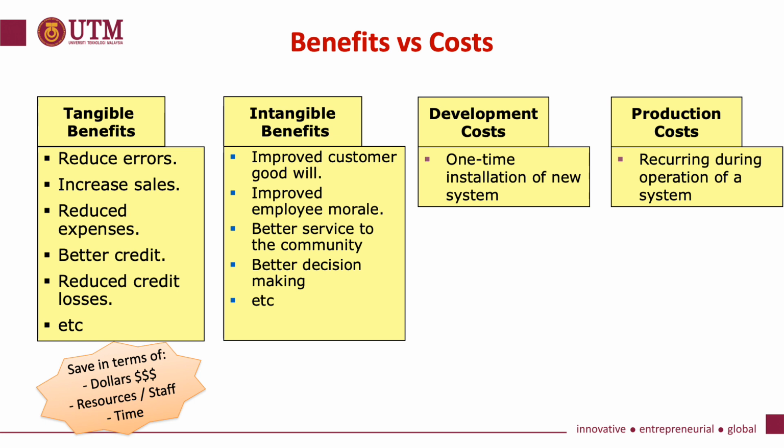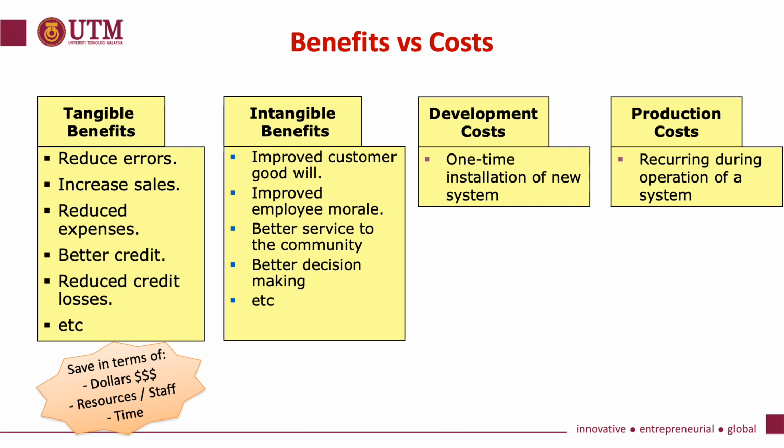There are two main project costs, that are development and production. Development costs are all the related money spent on the one-time installation of a new system. For example, the purchase of new hardware and software, and the costs incurred during the planning, analysis, design, and implementation phases.